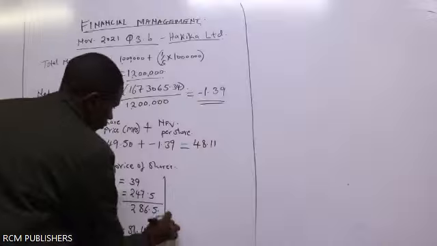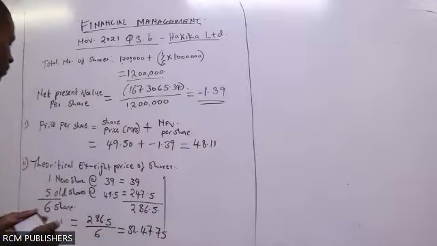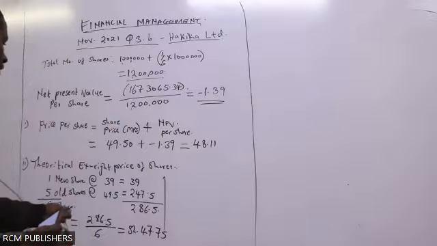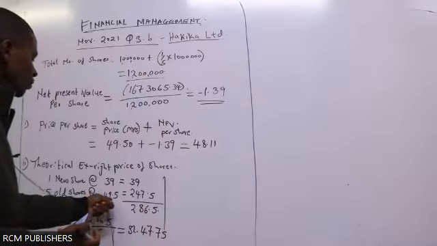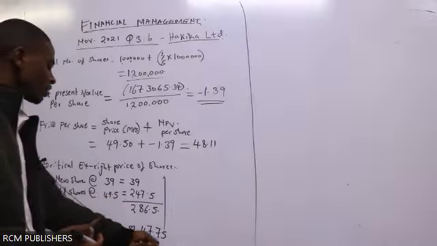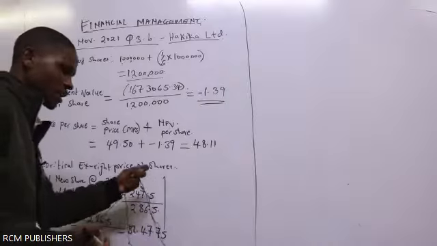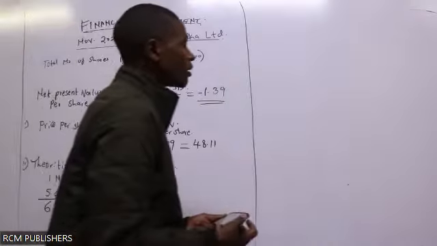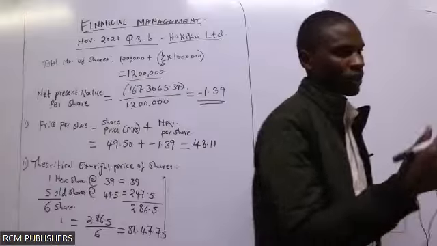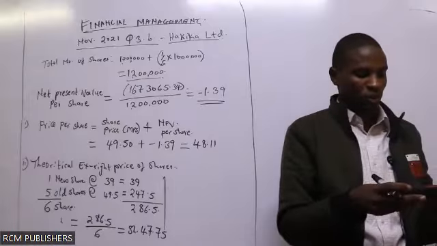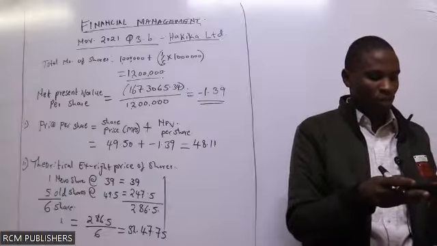47.75. So as you can see, the price has shifted from 49.5 to 47.75. It has lowered. So they sold at a lower price, the theoretical ex-right price. Then we move to the third one.